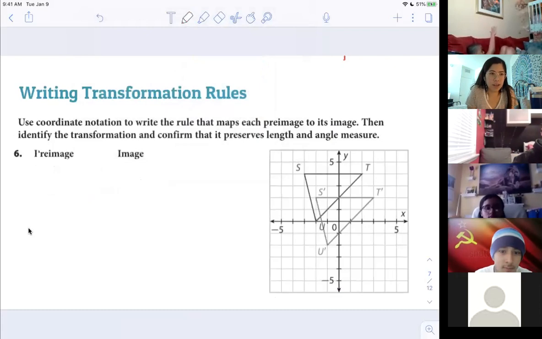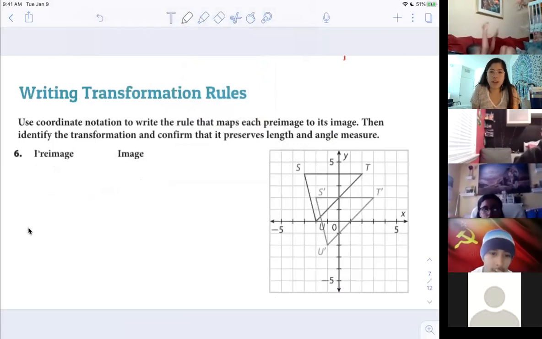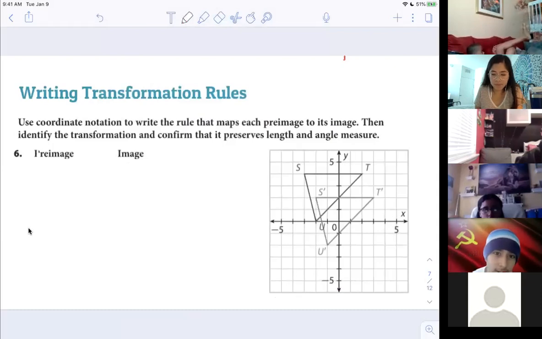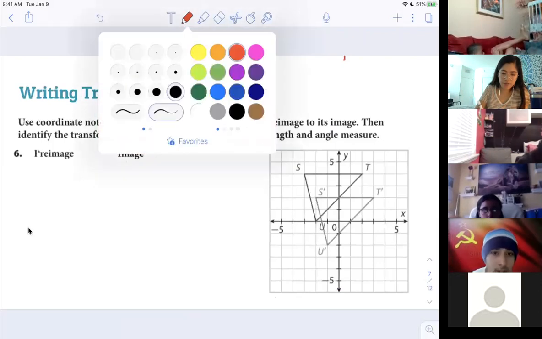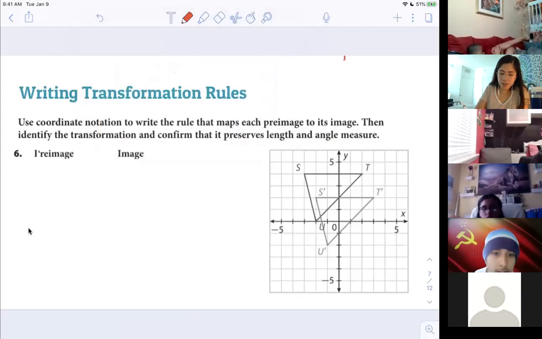Same shape. Is it the same size? Yes. So is this a rigid motion? Good. So this is a rigid motion. Now that I know it's a rigid motion, I have to figure out, is it a translation? Is it a rotation? Or is it a reflection? Translation. Good. How do you know?